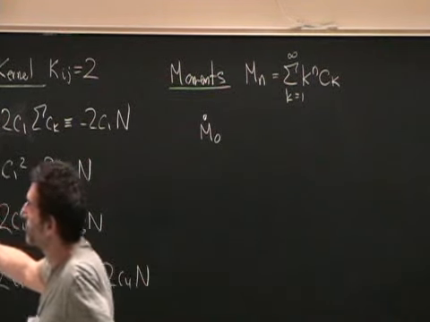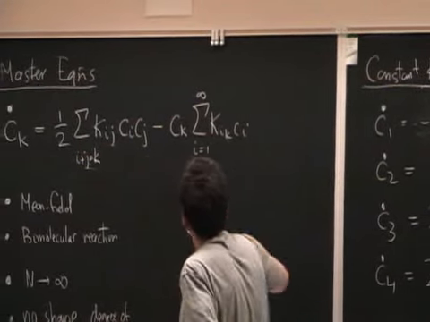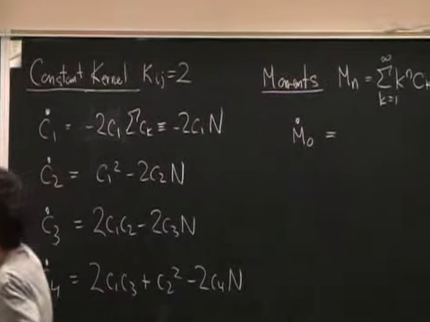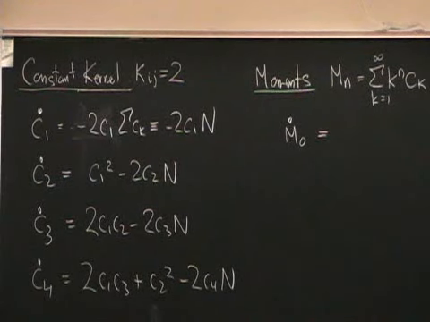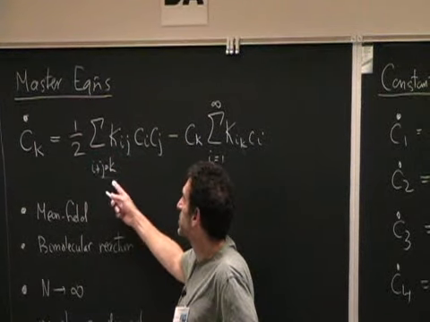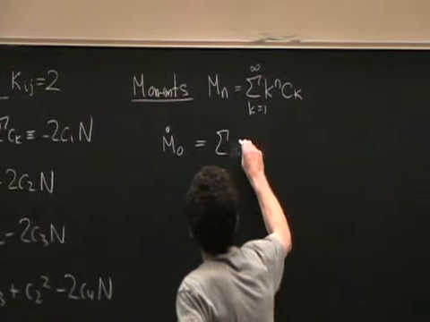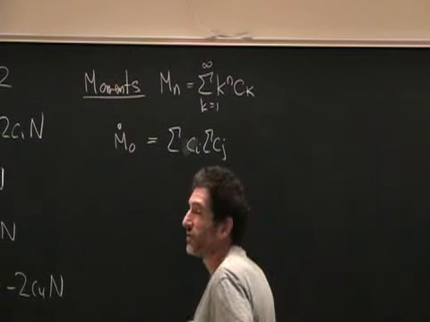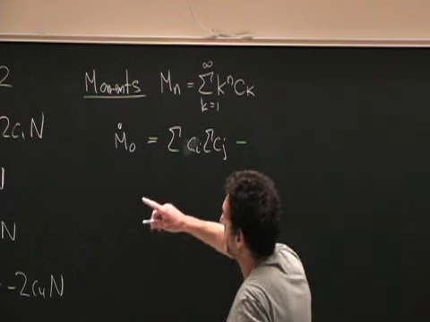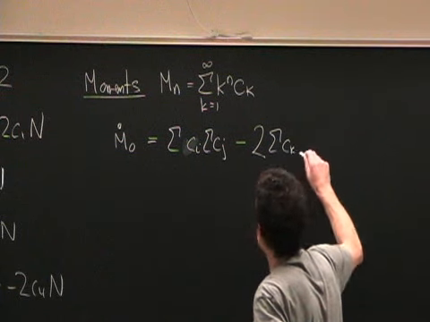So I go back to my original rate equation, multiply by k to the 0, which is 1, and then sum over all k. Let's see what happens. For m0, the 2 and the 1/2 cancel, so I have the sum of ci cj with the restriction i plus j equals k. But when I sum over all k, that removes this restriction, and so I get the unrestricted sum: the sum of ci times the sum of cj. The two sums have been unrestricted. And then on the right-hand side, I have minus 2, then the sum of ck, and also the sum of ci.